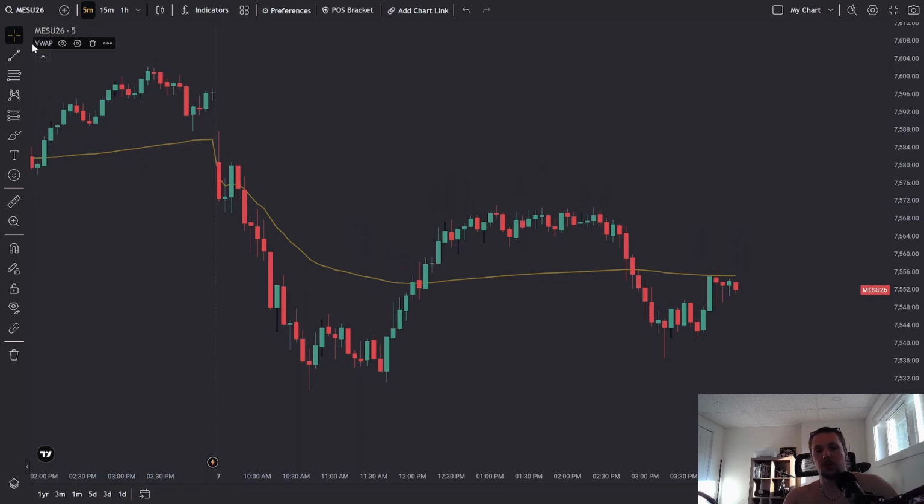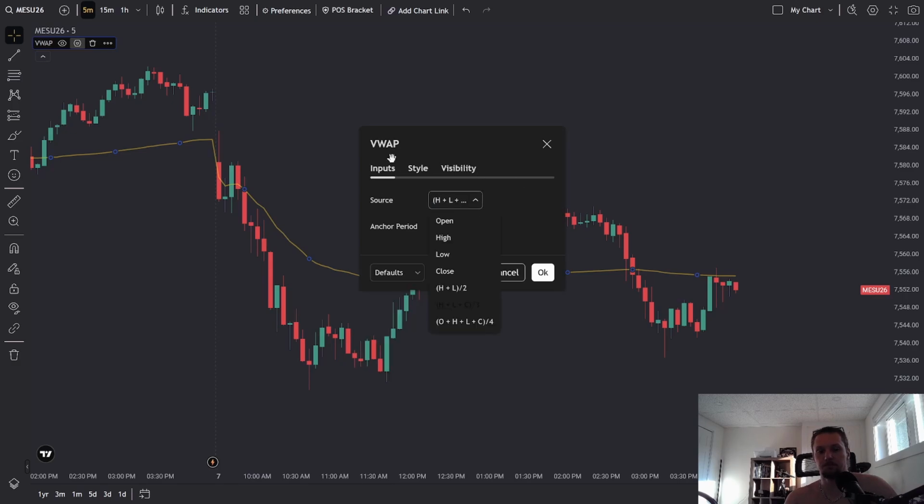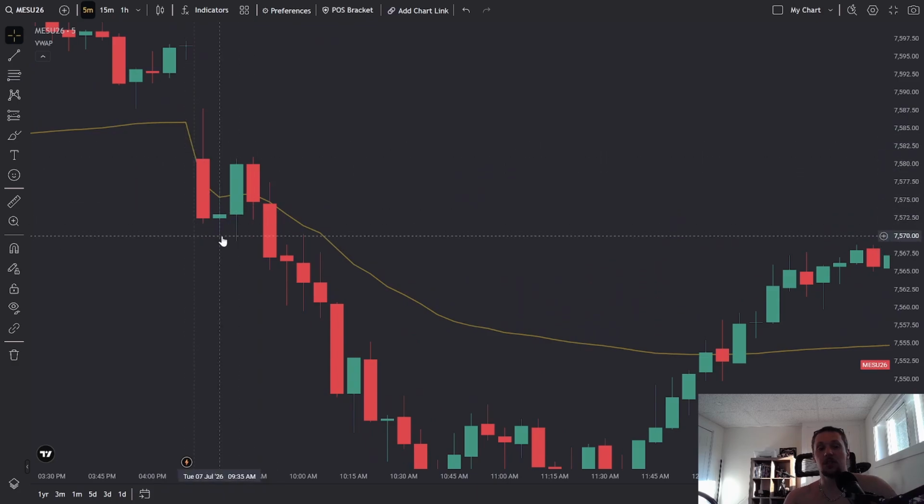Only indicator I'm using is the VWAP line. No modifications really made to it at all. We start off in the 5-minute time frame. We find the first 3 5-minute candles and we put a box around them.